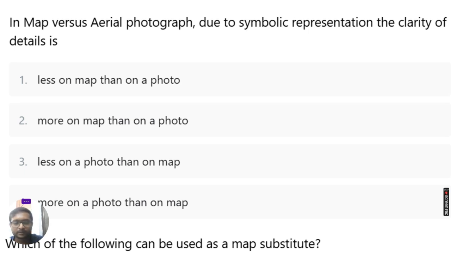In a map, you will also have a scale, which will give you the measurements of each and every object, which you will not directly get on a photo, because a photo is just one captured image. If you know the scale, then you can convert that photographic information into units.